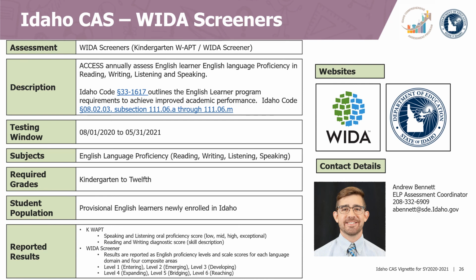Next are the WIDA screeners. WIDA screeners are used to assess a provisional English learner's English language proficiency and determine whether a provisional English learner is eligible for English language support services. The WIDA screeners can be administered throughout the year. Districts have 30 days to identify a newly enrolled student to Idaho for English language support services. Contact Andrew Bennett with any questions you might have on how to administer either the kindergarten WAPT or WIDA screener.